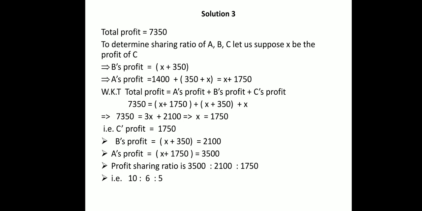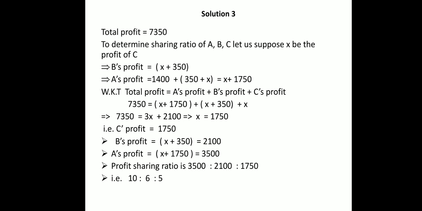So let X be the profit of C. Now C is anyway independent. We have to solve for X. What is given here? So what is B's profit? B received 350 rupees more than C. So B's profit equals C's profit plus 350 rupees. C's profit is X, so B's profit is X plus 350.